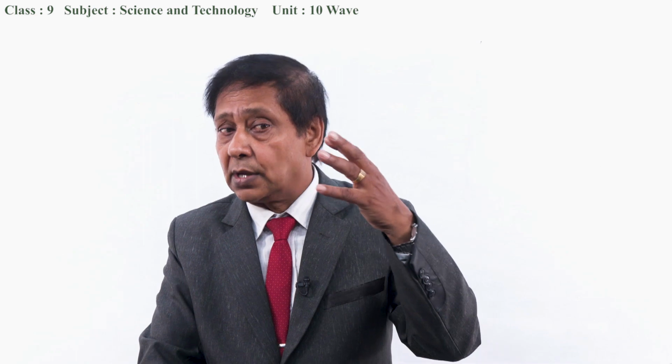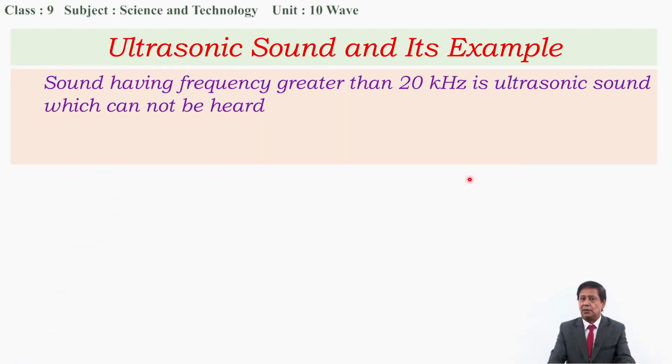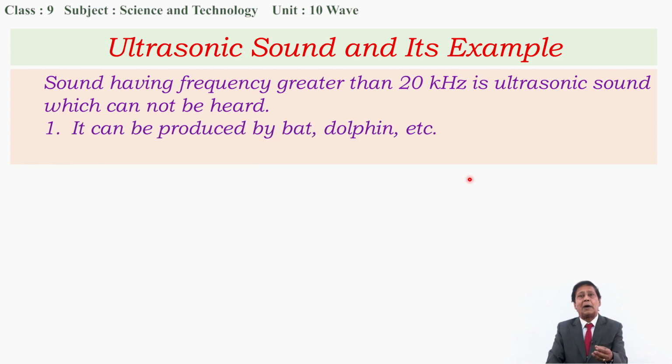We are going to focus on ultrasonic sound later. Ultrasonic sound and its example. The sound having frequency greater than 20 kHz is ultrasonic sound, which cannot be heard because its frequency is out of audible limit. We cannot hear this sound. And it can be produced by bat, dolphin, etc.